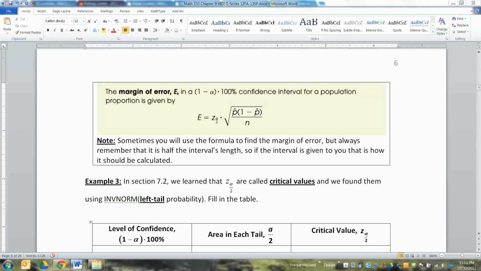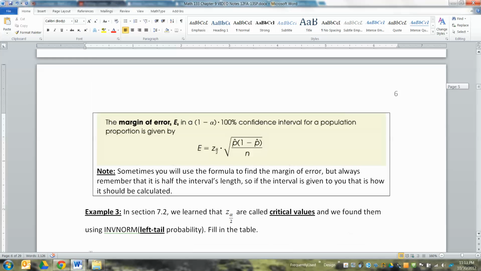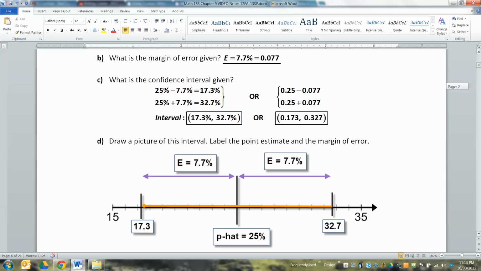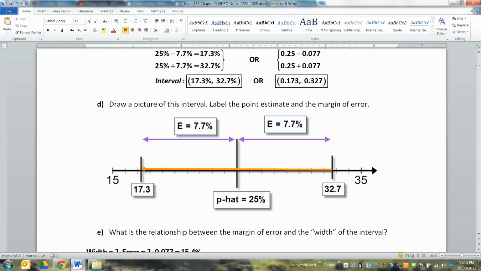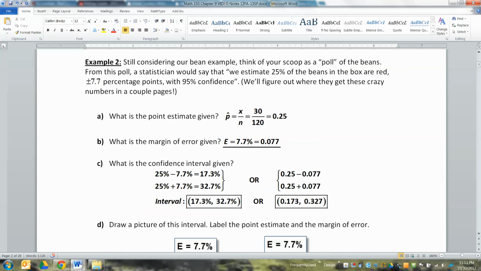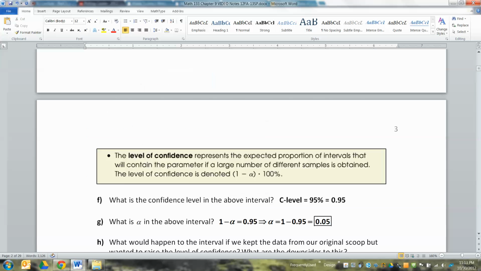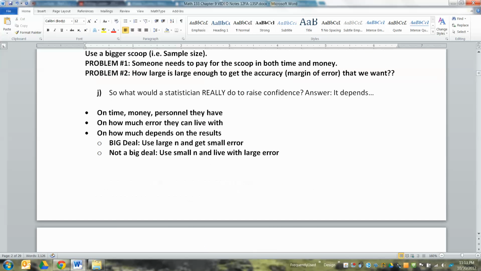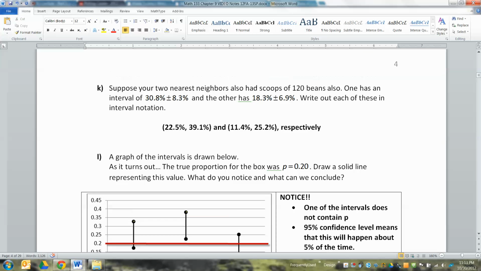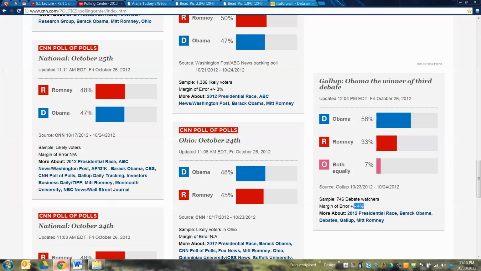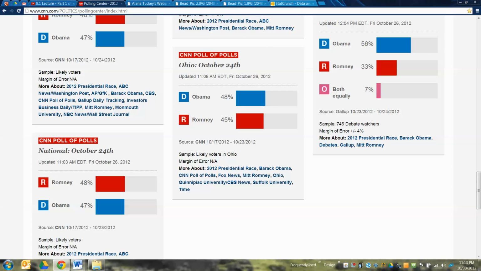So where does margin of error come from? First of all, what is margin of error and where does it come from? So remember, margin of error, we drew it right up here, is the distance from the edge of the interval to the center. Okay, and in this particular one, we were told that it was 7.7%. Down here, a little bit later, we had 8.3% margin of error for this one, or 6.9% margin of error for this one. When we were on the CNN polling sites, you could see different margins of error.